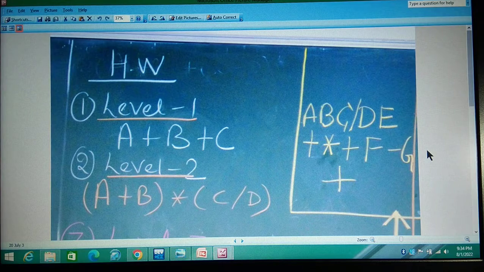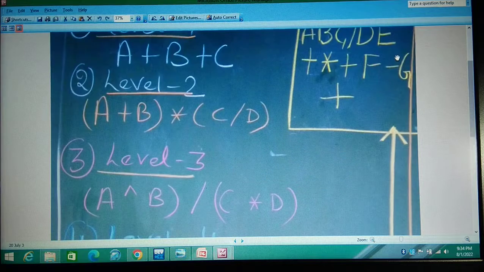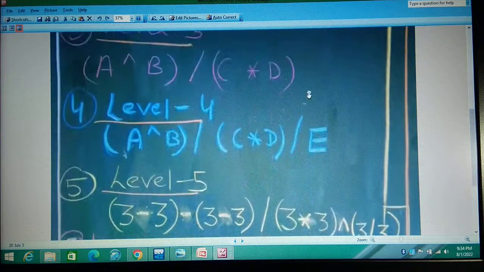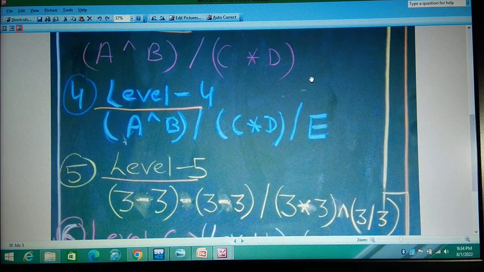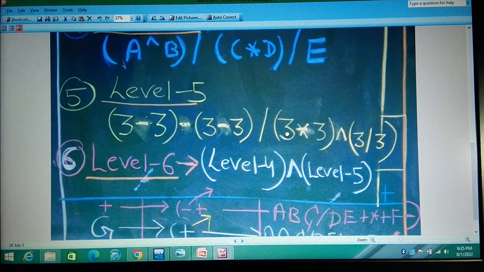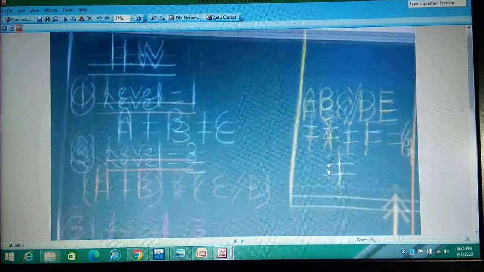All the students must try to solve these. Level 1: very simple, A plus B plus C. Level 2: A plus B star C divide D. Level 3: A power B divide C star D. Level 4: A power B divide C star D divide D. Level 5: 3 minus 3 minus 3 minus 3 divide 3 star 3 power 3 upon 3. Then level 6 is level 4 power level 5. Very, very simple.